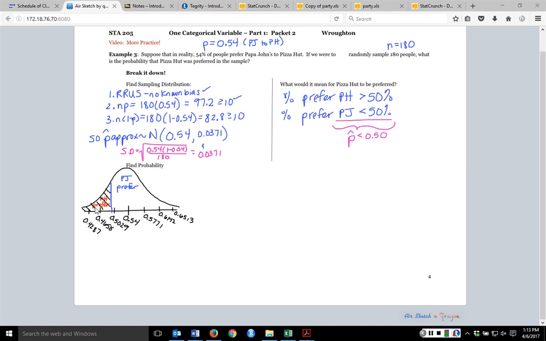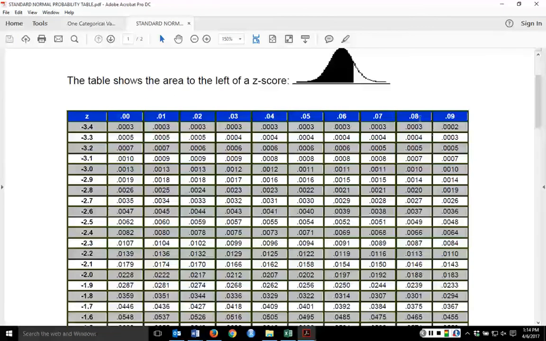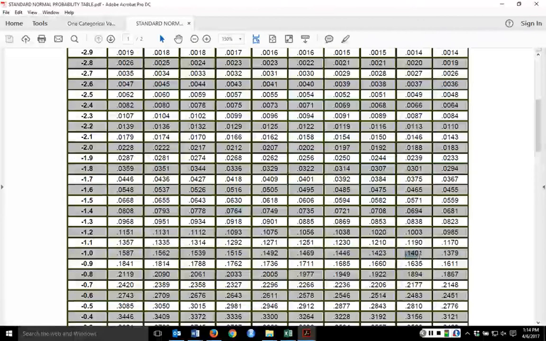Because our next process is to find our Z. We take that number along the bottom that we drew, so our P hat is 0.5. Our P, where the graph is centered, is 0.54, the number we used from the very beginning. We divide by the standard deviation we calculated above, 0.0371. We get our Z to be negative 1.08. Then we always go to the table with our Z. Pulling up our Z table, we find negative 1.08, in the 8 column, and it gives us 0.1401.